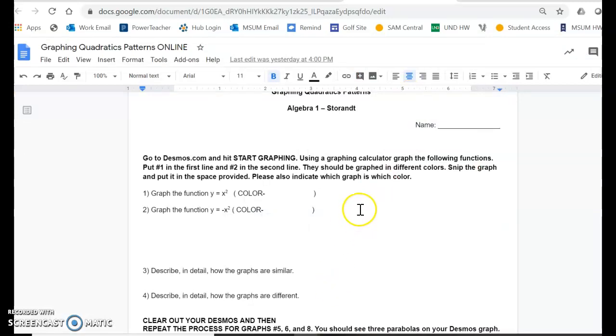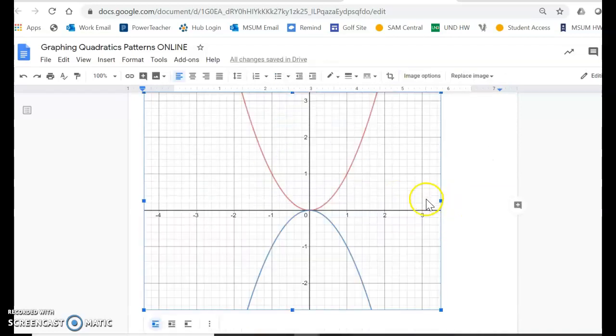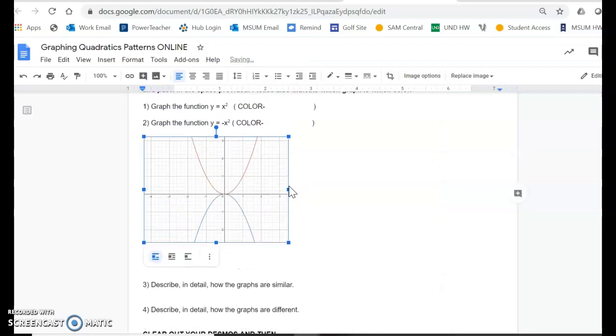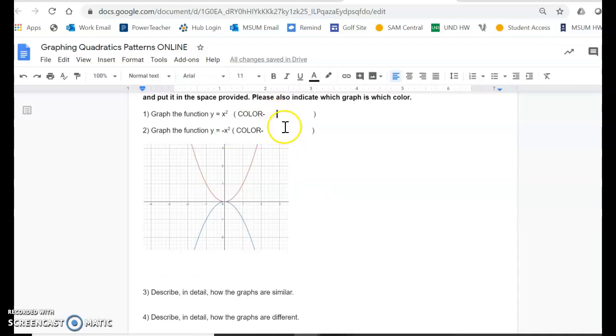I'm going to come back over here on the Google Doc. Again, you can write right into it. So I'm just going to paste my picture. And that's pretty big, so I'll probably make it a little bit smaller. Doesn't need to be huge. And there it is. Again, here on 1 and 2, I have to say which one is which color. So y equals x squared, that was the first one I graphed, and that's in red. So I just indicate red there.